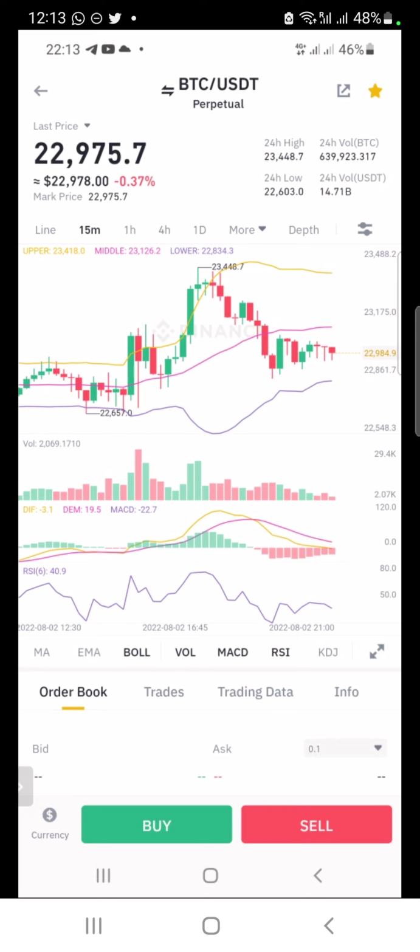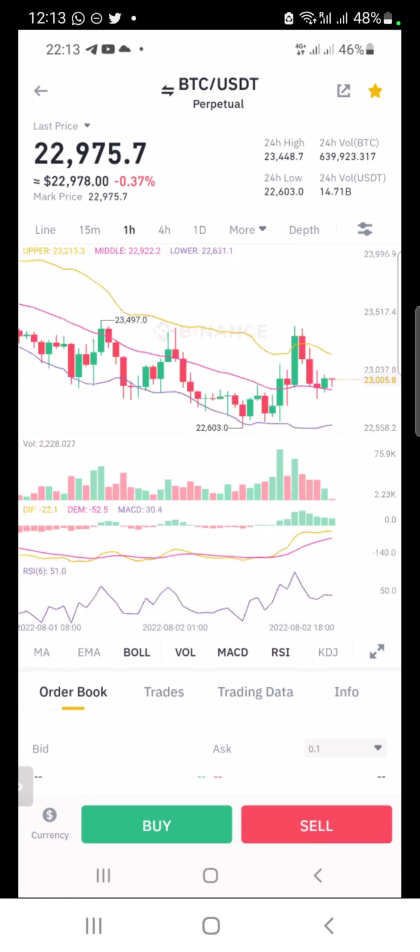And I am using hourly. I'm actually trading on 15 minutes, but if I use it on the hourly time frame, look at it on the hourly time frame. Once we get to a certain point, boom, the market will crash.